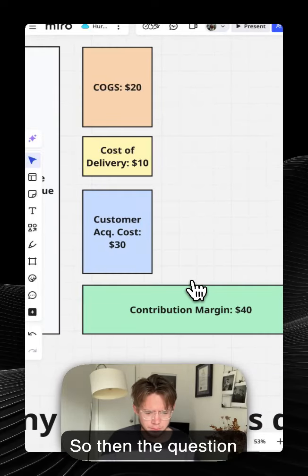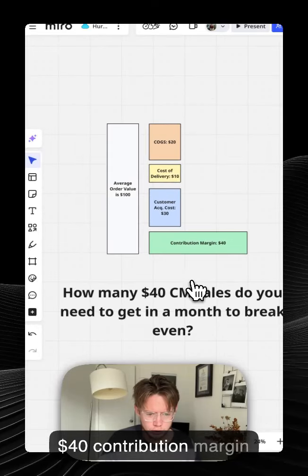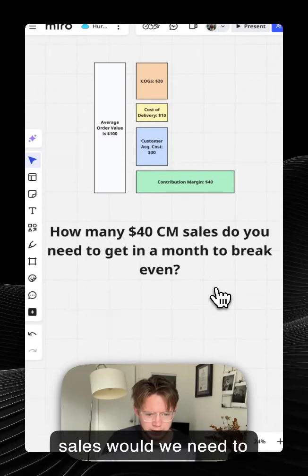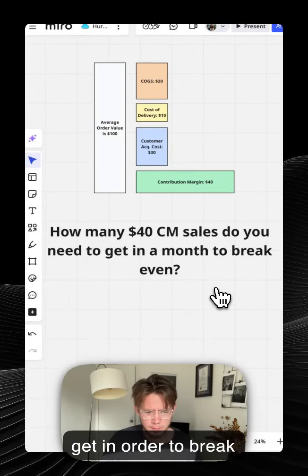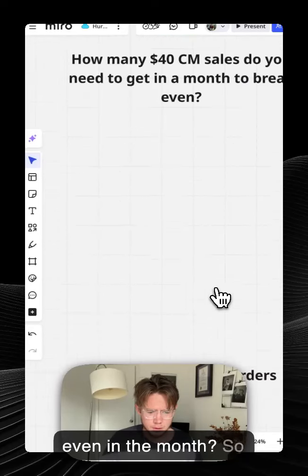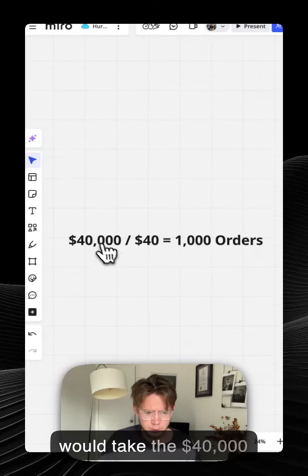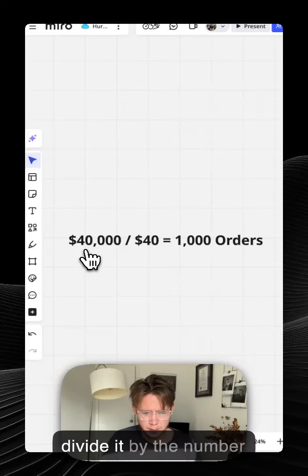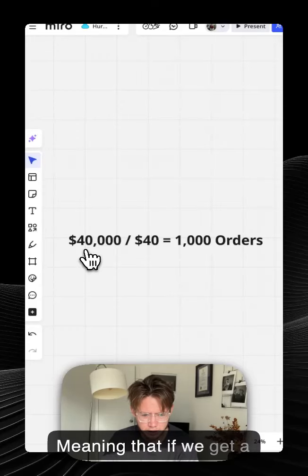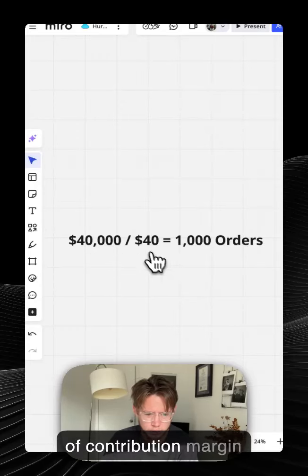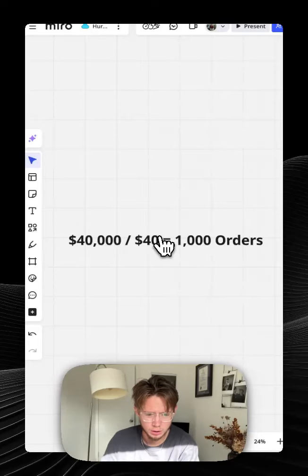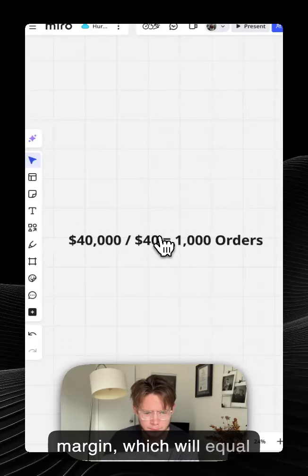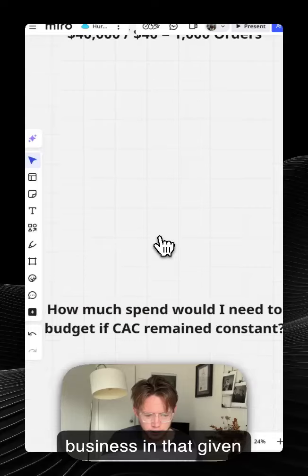So then the question becomes, how many $40 contribution margin sales would we need to get in order to break even in the month? So what we would do is we would take the $40,000 of OPEX that we have to hurdle over. We would divide it by the $40 contribution margin per order to get to 1,000 orders, meaning that if we get 1,000 orders at $40 of contribution margin each, that will give us $40,000 of contribution margin, which will equal the OPEX of the business in that given month.